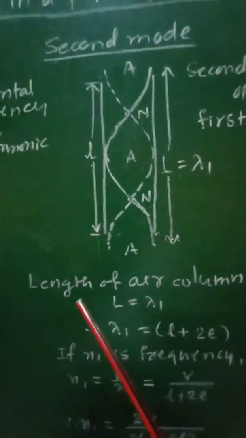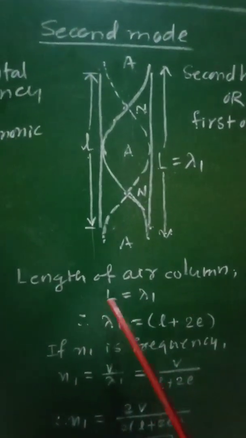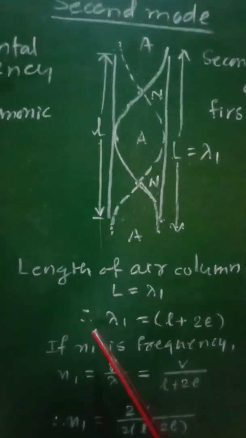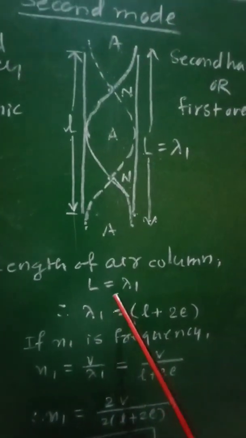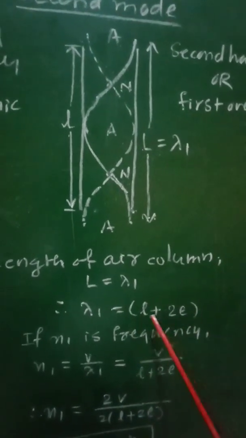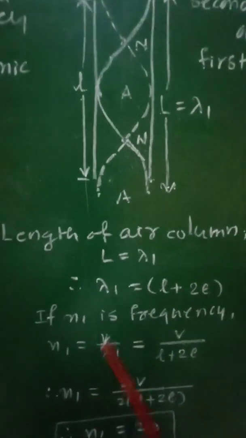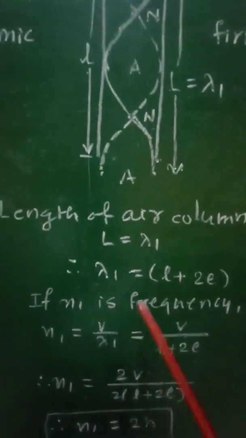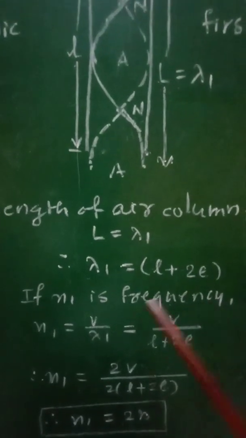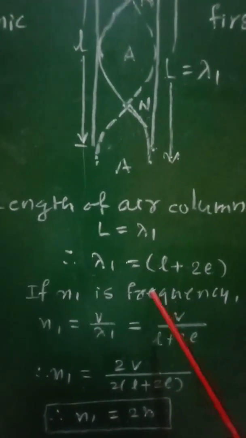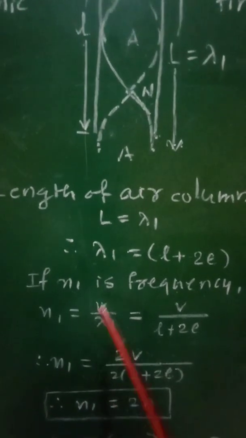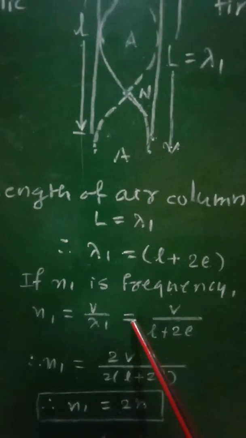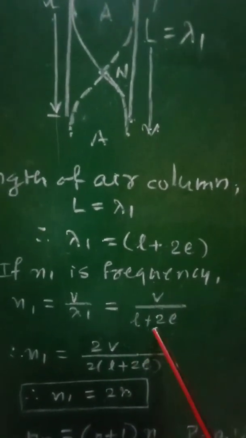As the length of the air column L is equal to lambda 1, therefore lambda 1 will be equal to L, that is L plus 2e. Now, if n1 is the frequency of vibration of the air column for the second mode of vibration, then n1 will be equal to v by lambda 1, that will be equal to v upon (L plus 2e).